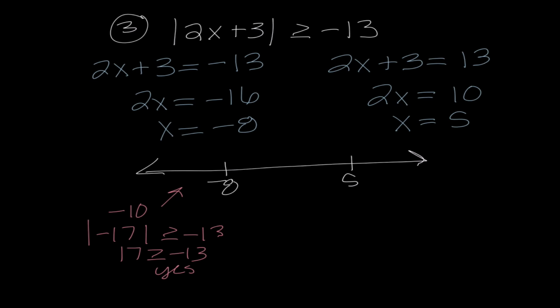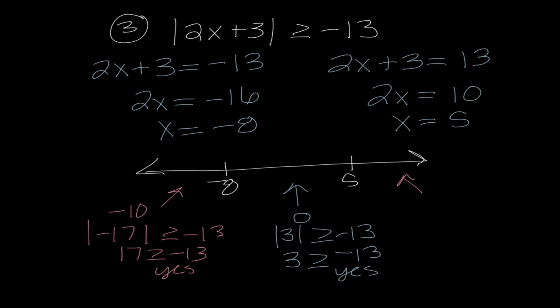I always shade where there are solutions. Okay, so if I'm looking in between here, let's try 0, and I would get the absolute value of 3 is greater than or equal to -13. Is 3 greater than or equal to -13? And that's a yes. So this one's kind of weird because it looks like solutions are here and here. Okay, lastly, let's try 6. Okay, I get 12 plus 3 is the absolute value of 15. Is 15 greater than or equal to negative 13? And my answer is also yes.